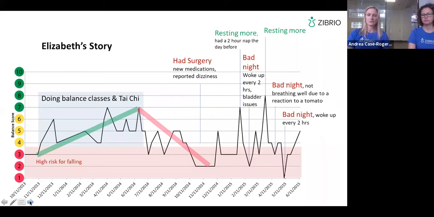Her sleep was really affected, and what she then learned is that actually, even though she's getting this really bad sleep, when she consciously made an effort to rest more, those were the days that she scored better. So she did it more, which is really fantastic to see.